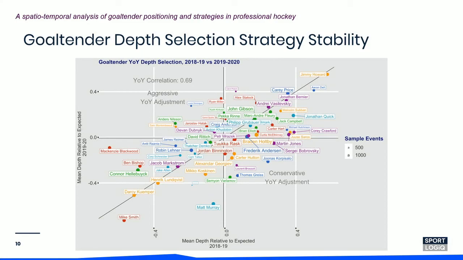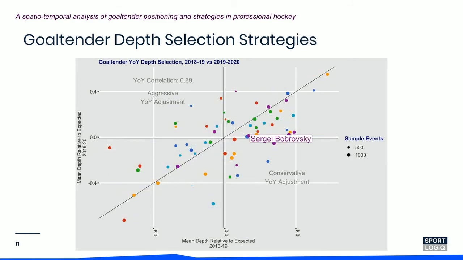This is actually a little looser than the strength correlation. Still significant, but you can see somebody like Matt Murray really backed off this year. Mackenzie Blackwood's a lot more aggressive, but for the most part, there's a little bit of moving around. One of the interesting ones, though, is Bobrovsky, obviously, moving from Columbus to Florida this year. So last year, he was more aggressive than average by about 4 inches. And this year, he's fallen back to average.